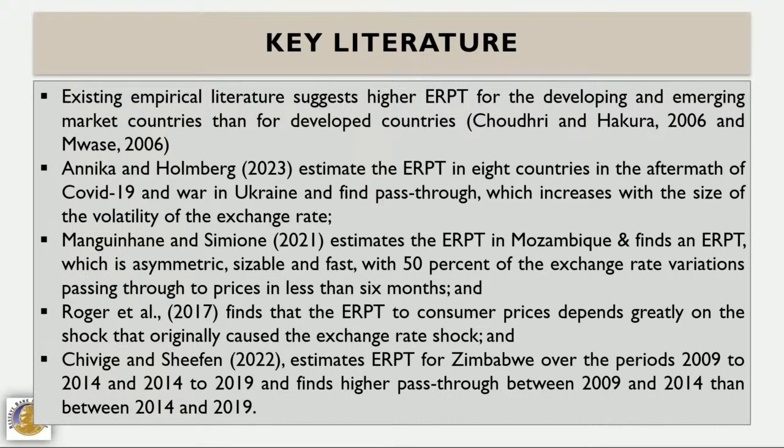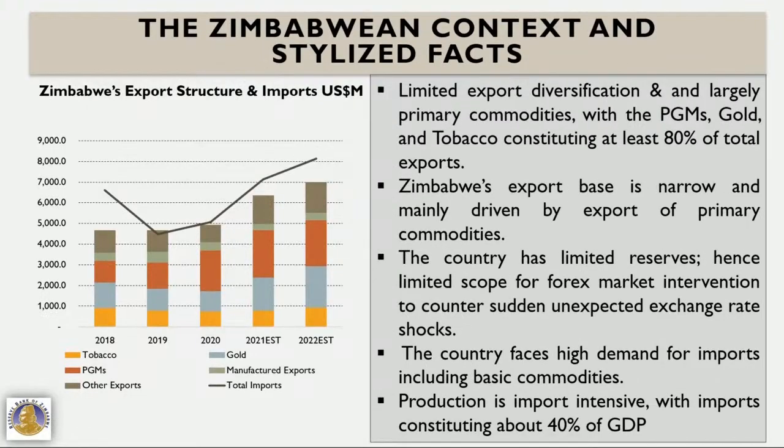I think on the key literature, I had already touched on that one. I indicated that many studies are proving that exchange rate pass-through is becoming a significant factor in explaining inflation. Now, in terms of the Zimbabwean context, one of the factors that I've indicated is the lack of diversification of exports, which makes countries vulnerable to exchange rate volatilities.